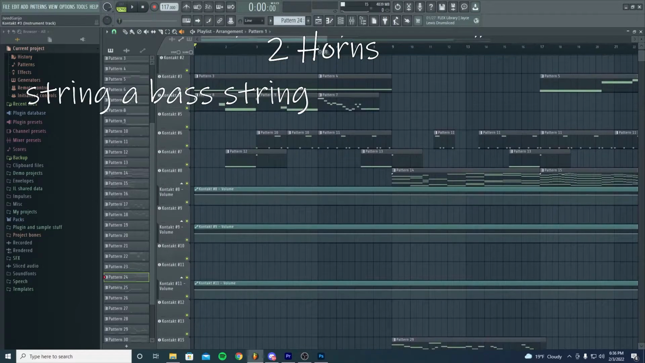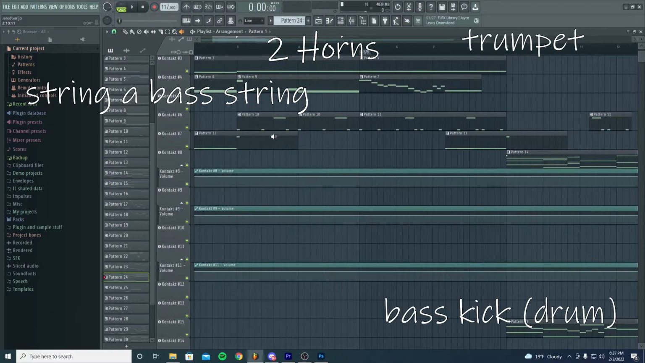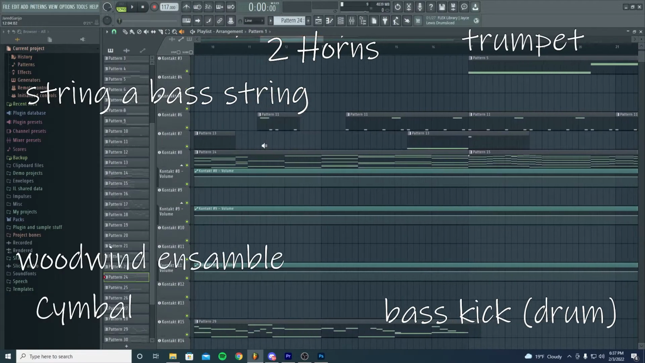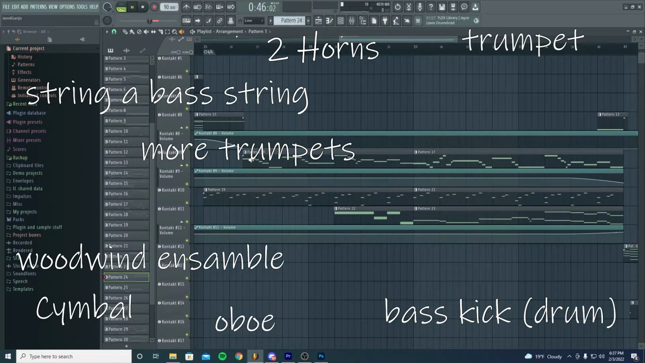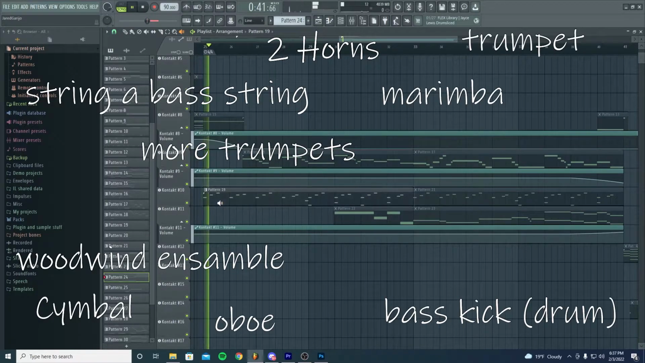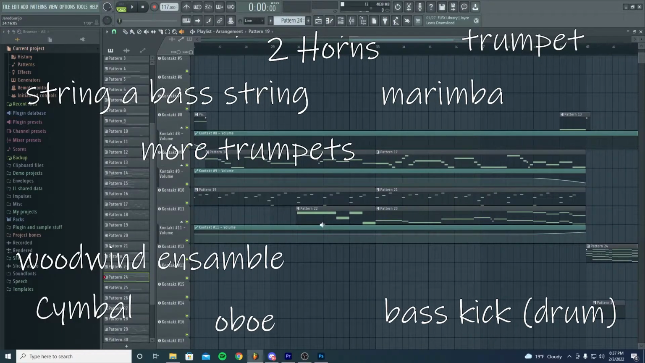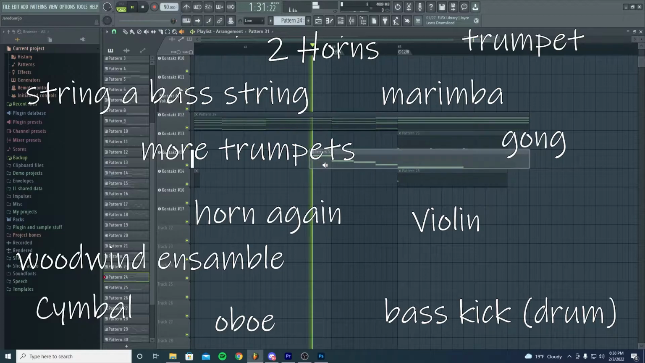It's 2 horns, that's a string, a bass string, and I think this is the trumpet. Yeah, it's a trumpet. So bass kick, cymbal, I think this is a woodwind ensemble. More trumpets, but different articulation. An oboe. I think this is the marimba. Yeah, marimba. I think this is the violin. You got a gong. And then this is a horn again.